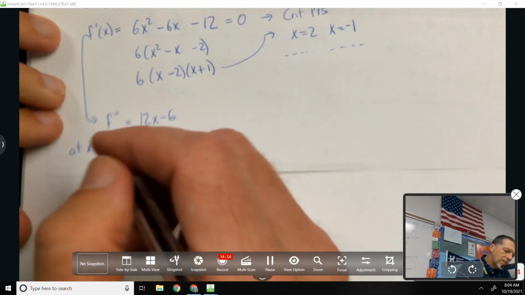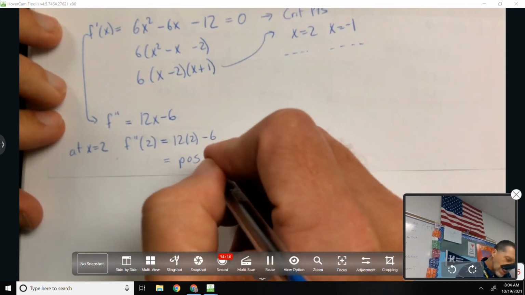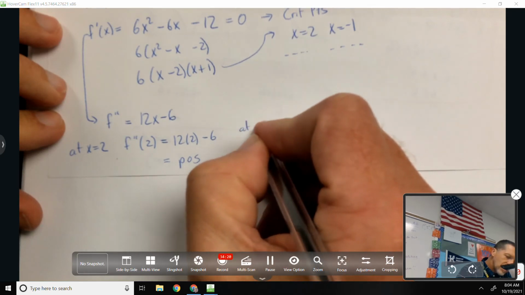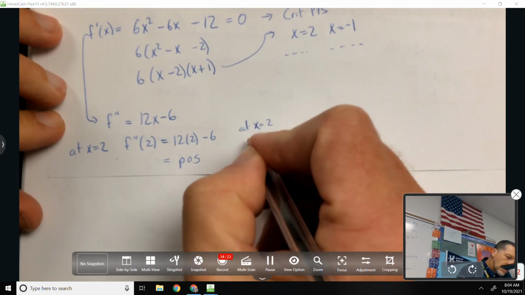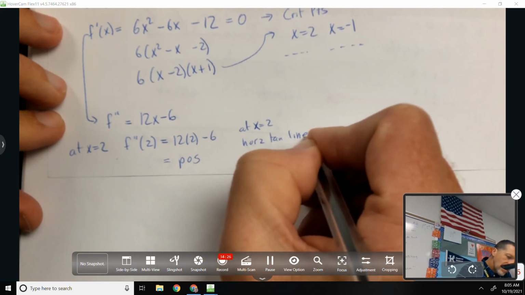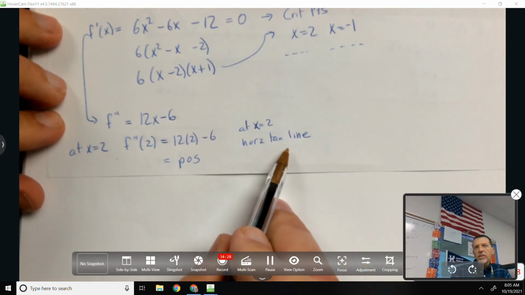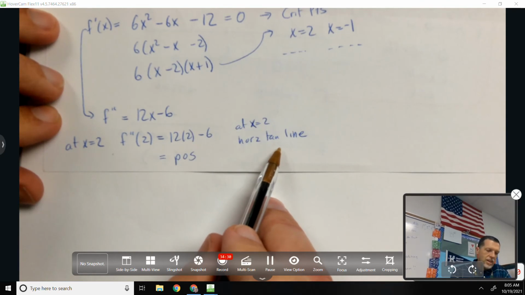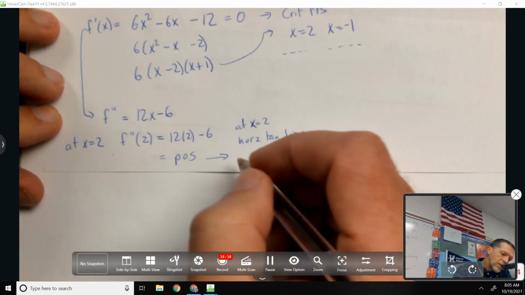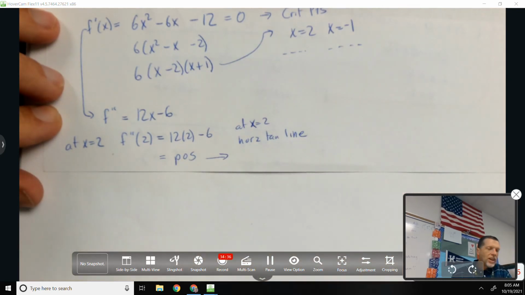So at x equals 2, if the second derivative is positive, we know there's a horizontal tangent line. That's from first derivative equals 0. Second derivative is positive, tells us what about concavity? Concave up.